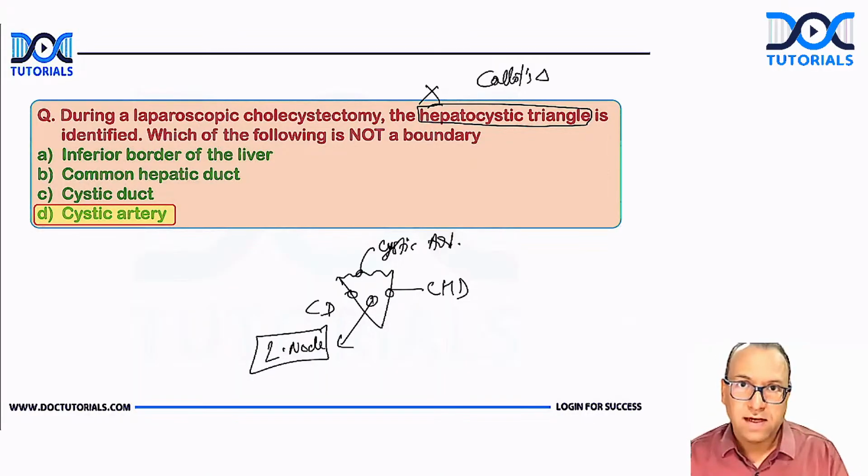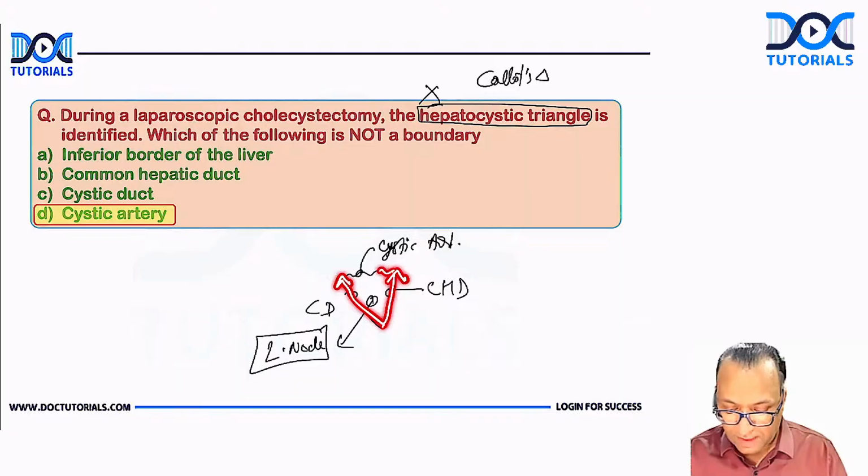This is the actual Calot's triangle. So if you really want to talk about Calot's triangle, it is different. It has the common hepatic duct and the cystic duct, but it has the cystic artery as the boundary, not the inferior border of the liver. And what are the contents?